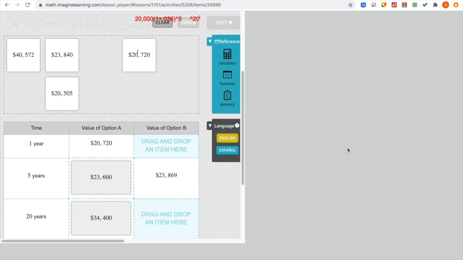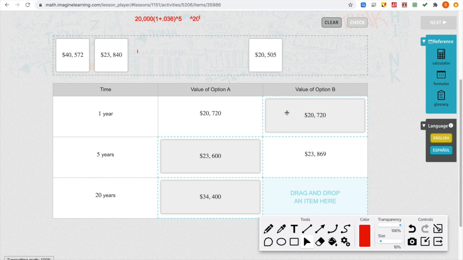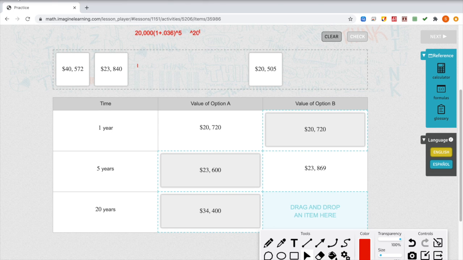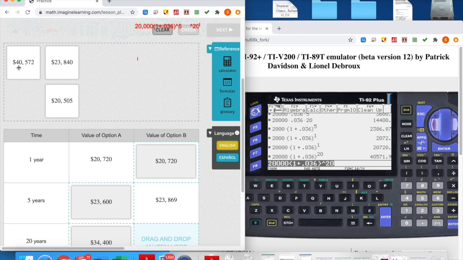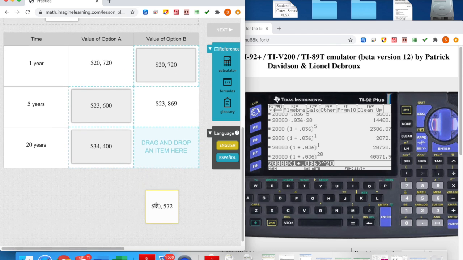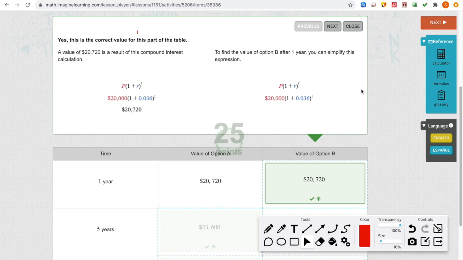So I'm going to go ahead and replace that. And now I'm going to replace the exponent with, instead of 1, 20 years. That's going to give me 40,571 and 90 cents, which is about 40,572. So I'm going to check this and go on to the next one.